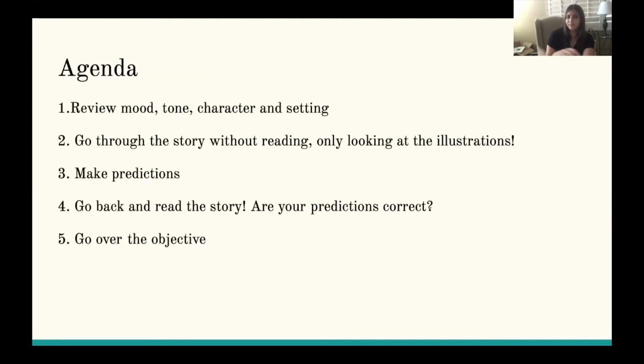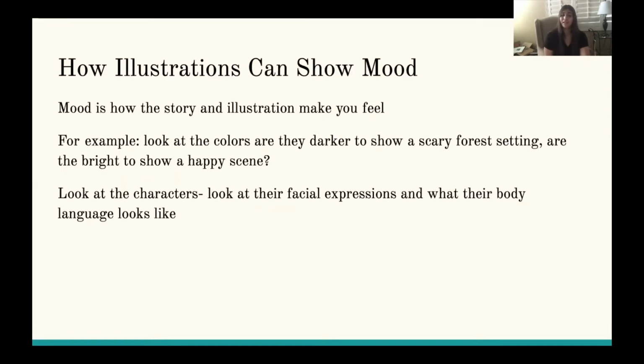That's our objective. Our agenda, we're going to review a little bit what mood, tone, character, and setting are. Second, we're going to go through the story without reading, only looking at the illustrations. Third, we're going to make predictions. Fourth, we're going to go back and read the story. Are your predictions correct? And 5, go over the objective. So let's go ahead and get into our lesson.